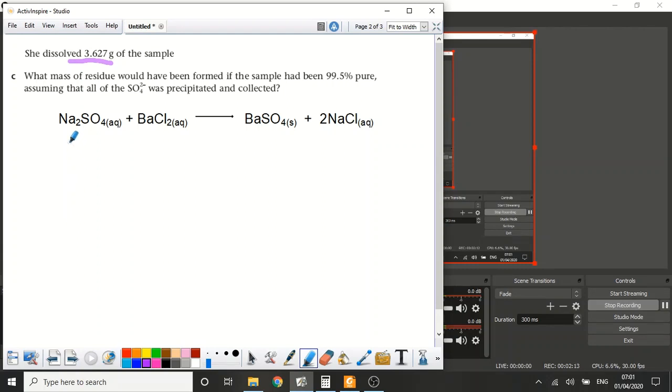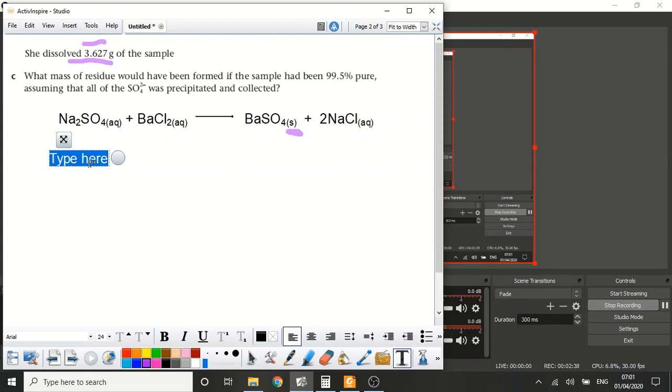It's really simple. All you've got to do is use your knowledge and understanding of group 2, that barium sulfate will form a precipitate when you've got the barium chloride and the sodium sulfate mixed together. Your starting point is this: it's 3.627 grams of sodium sulfate. We need to work out the mass, 3.627 grams, and we need to work out the MR of the sodium sulfate.